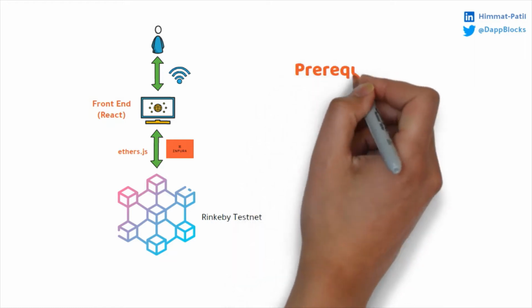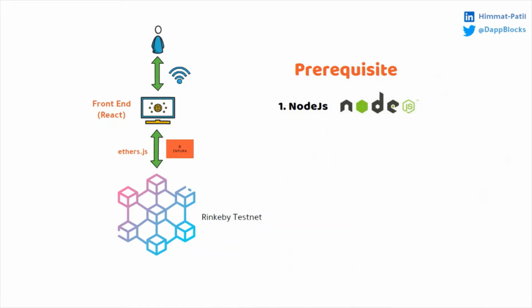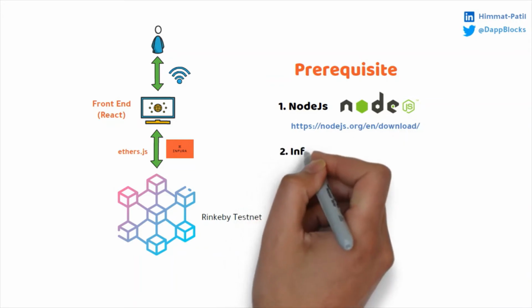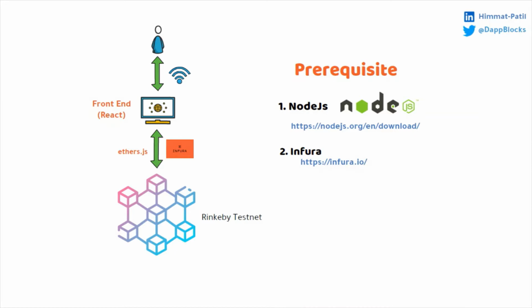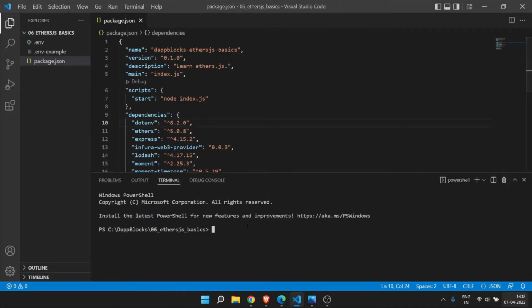Let's get started. Prerequisite. First, Node.js. You can download Node.js from nodejs.org. Second, Infura. Sign up to infura.io and get the HTTP RPC URL. This HTTP RPC URL is used to connect our application to the blockchain. If you see here in the package.json, we have dotenv and ethers as the dependencies. And for now, you can ignore the other packages.